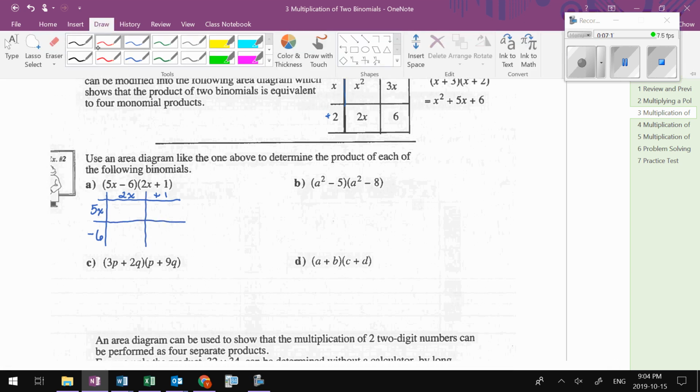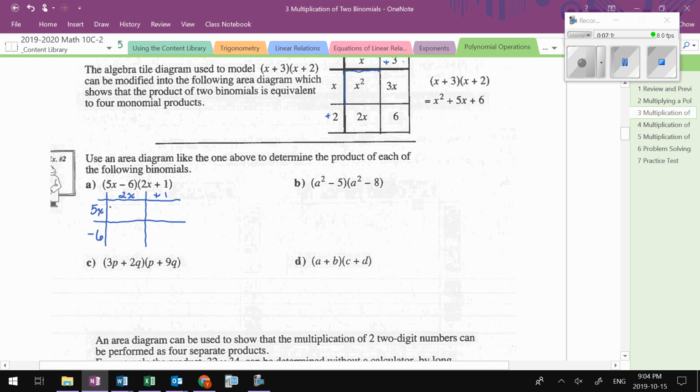Let's take a look at these. I'm going to just switch a color so that you can see this. So 5x times 2x gives me 10x squared. 2x times negative 6 is negative 12x. 5x times positive 1 is 5x. And then 1 times negative 6 is negative 6. So our area then is 10x squared plus 5x minus 12x minus 6, cleaning up our like terms, 10x squared minus 7x minus 6.